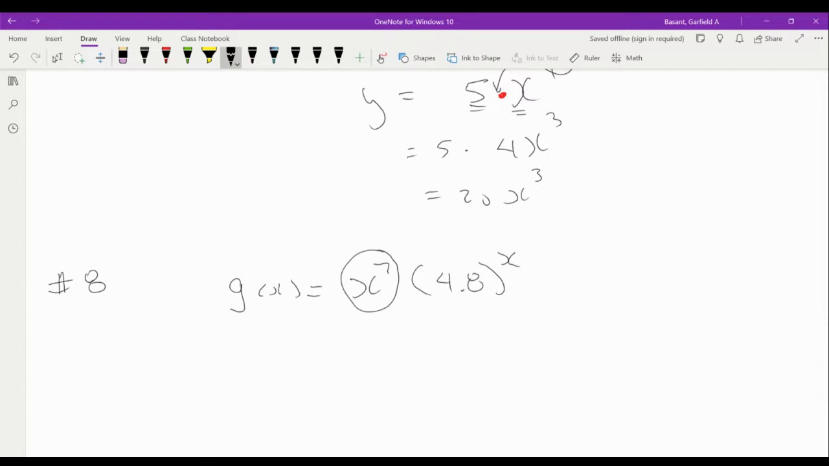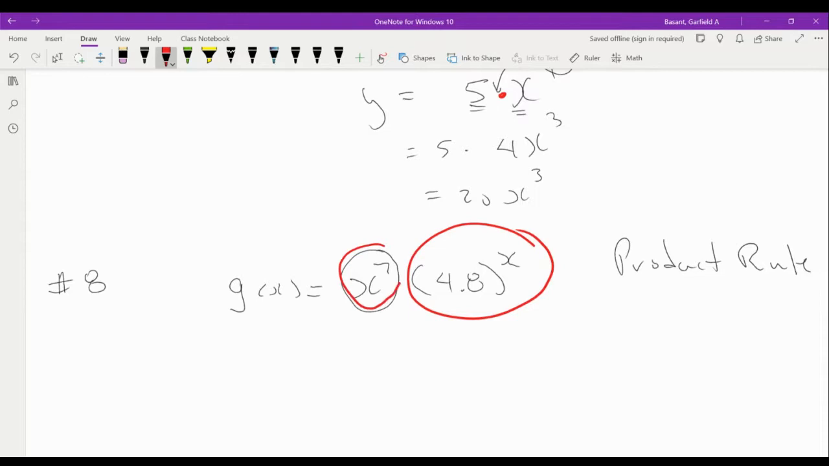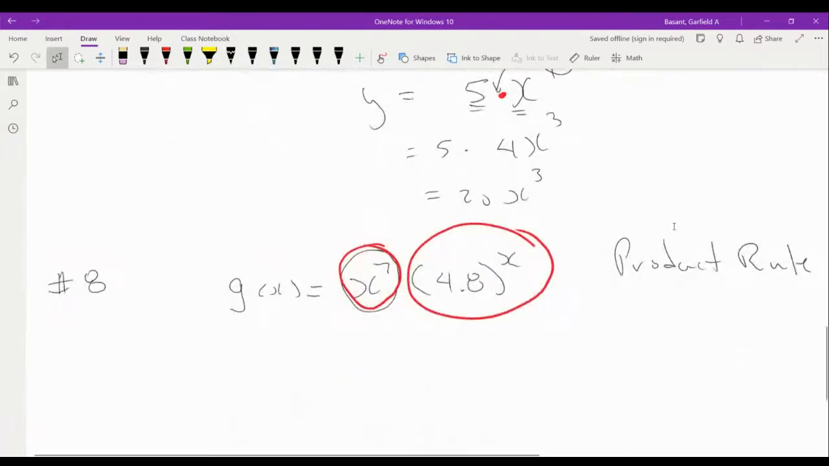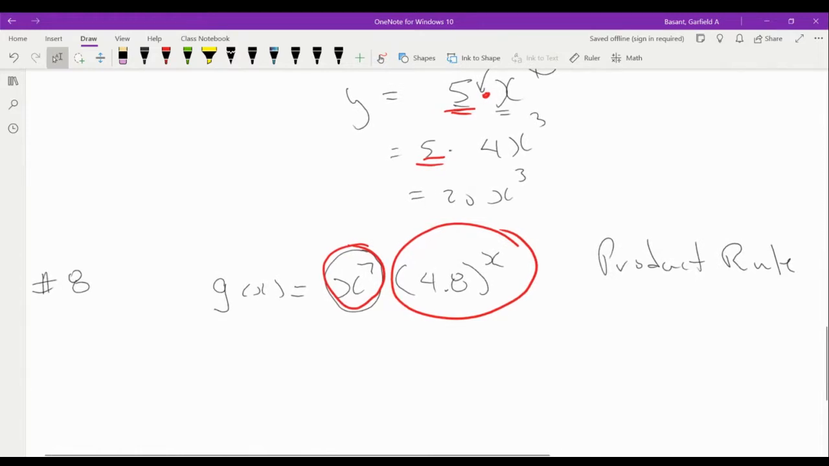Did you see what you typed in the comment? She said we need to apply the product rule. Because that's x to the 7th times this. So this is a two-part, it's a product rule problem. The previous problem was not a product rule problem because this is a constant. The 950 is a constant. The 5 is a constant. But because we have a function times a function, it's a product rule problem. Does that make sense, Faith?